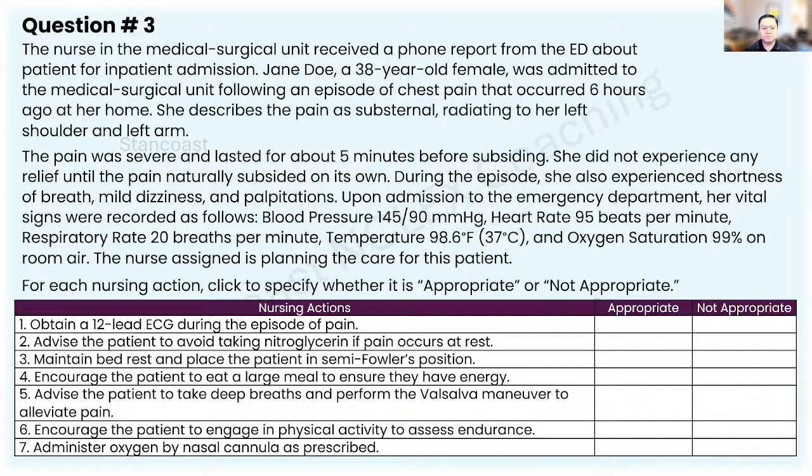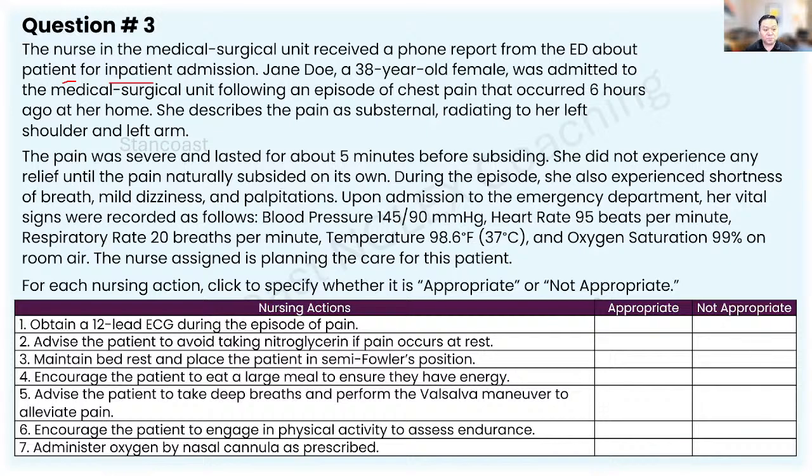So the question stated, the nurse in the medical surgical unit received a phone report from the ED about a patient for inpatient admission. Jane Doe, a 38-year-old female, was admitted to the medical surgical unit following an episode of chest pain that occurred 6 hours ago at her home. She describes the pain as substernal, radiating to her left shoulder and left arm. The pain was severe and lasted for about 5 minutes before subsiding. She did not experience any relief until the pain naturally subsided on its own. During the episode, she also experienced shortness of breath, mild dizziness, and palpitations.